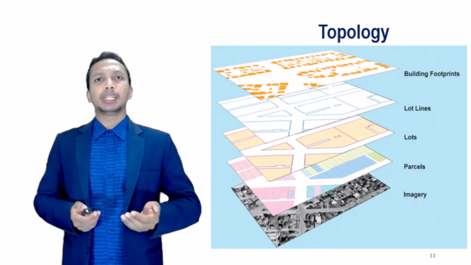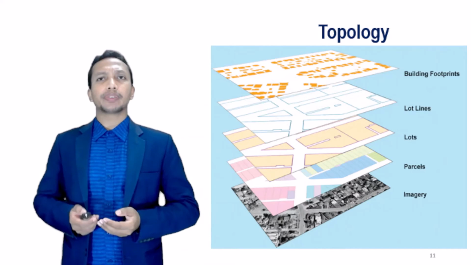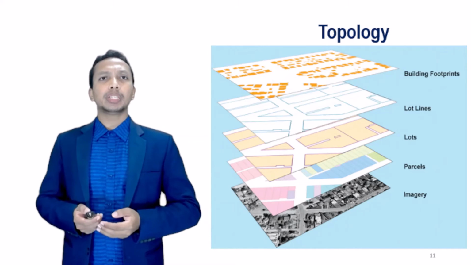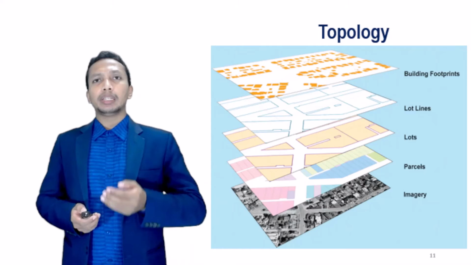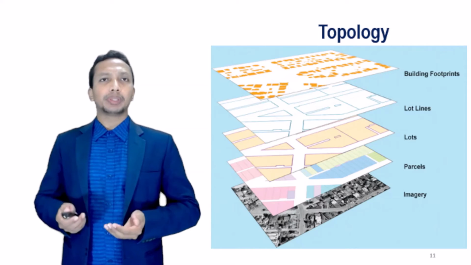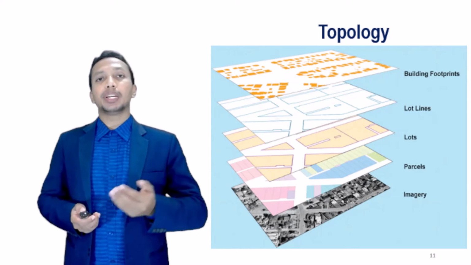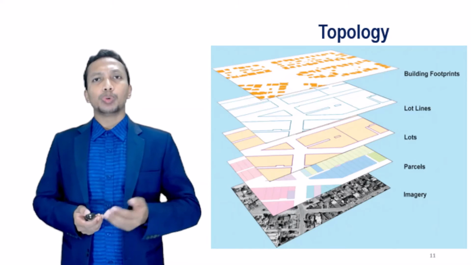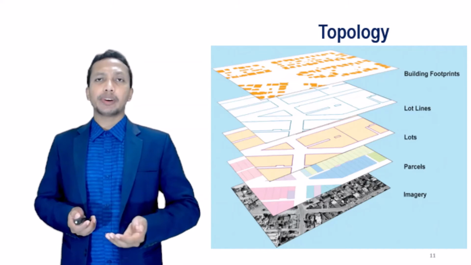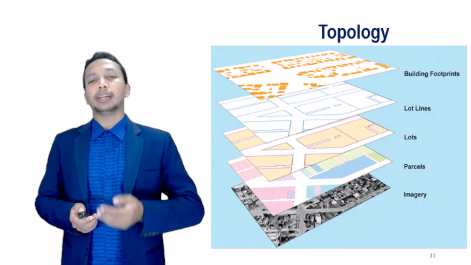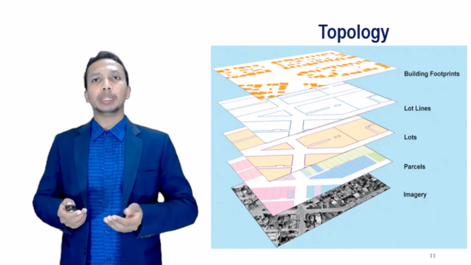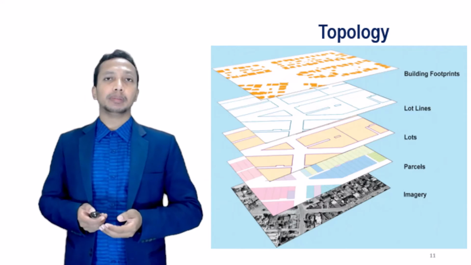Topology is a mathematical approach that allows us to structure data based on the principles of feature adjacency and feature connectivity. It is in fact the mathematical method used to define spatial relationships. Without a topologic data structure in a vector-based GIS, most data manipulation and analysis functions would not be practical or feasible.